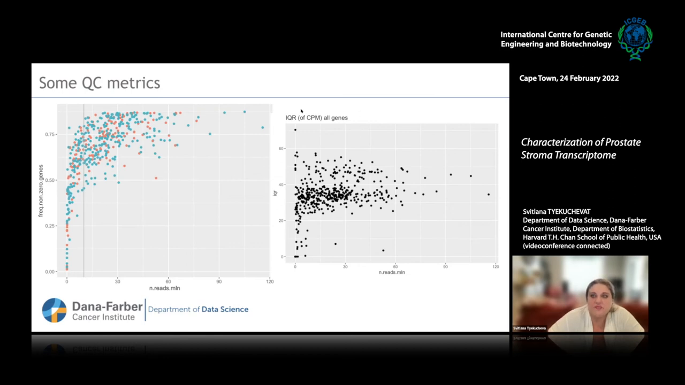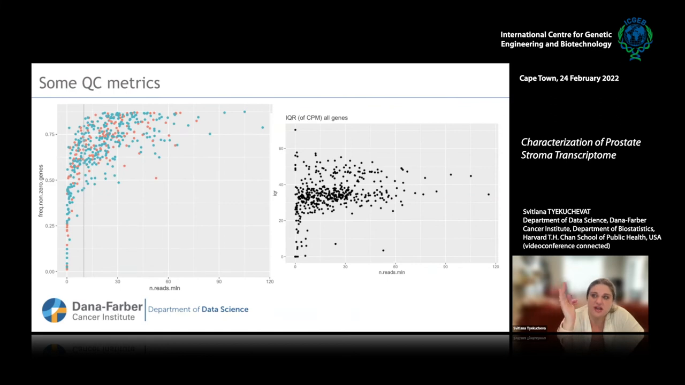A useful metric, I think, is the interquartile range of counts per million. If you have a small interquartile range, it means that you don't have a lot of signal. You don't have any dynamic range in your sample. So the samples that have a very narrow, very small interquartile range are the ones that we filter out.